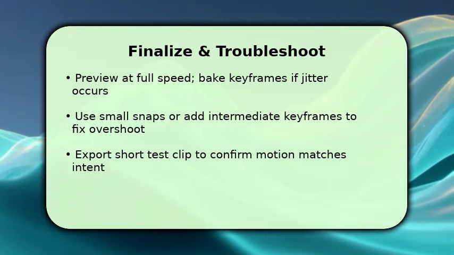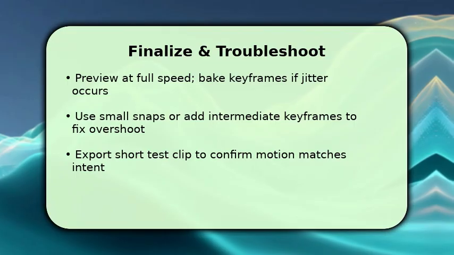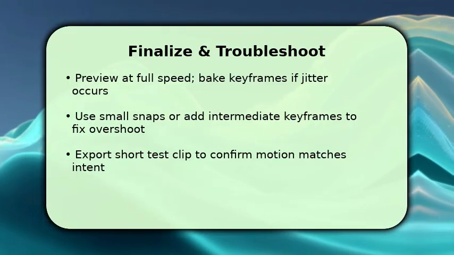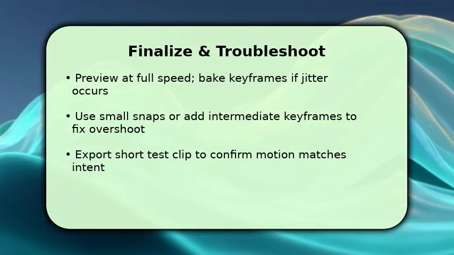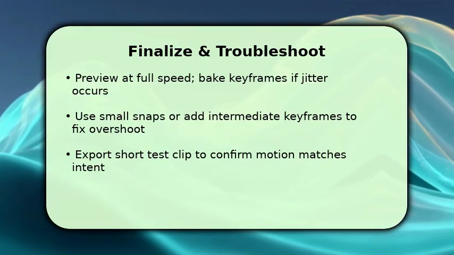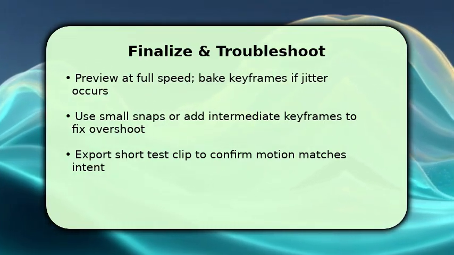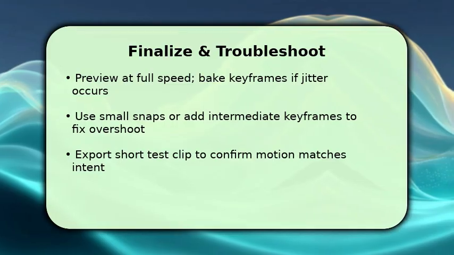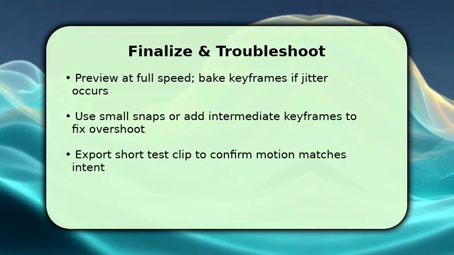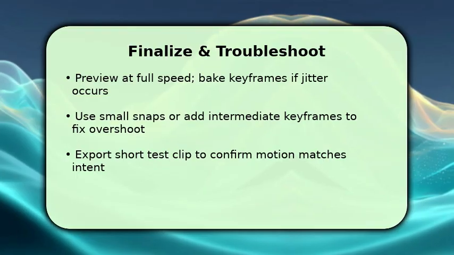When motion overshoots, add an intermediate keyframe or shorten the handle length to dampen the effect. If problems persist, reset the curve segment and recreate it more gradually. Finally, export a short test clip to confirm the timing and smoothness. This quick check prevents rework later and confirms the graph did what you intended.